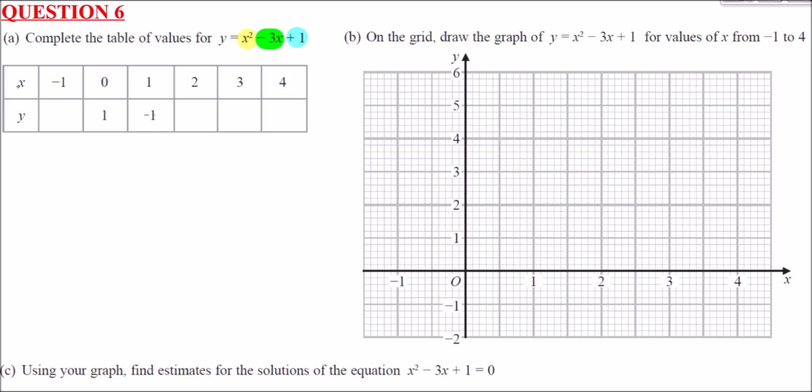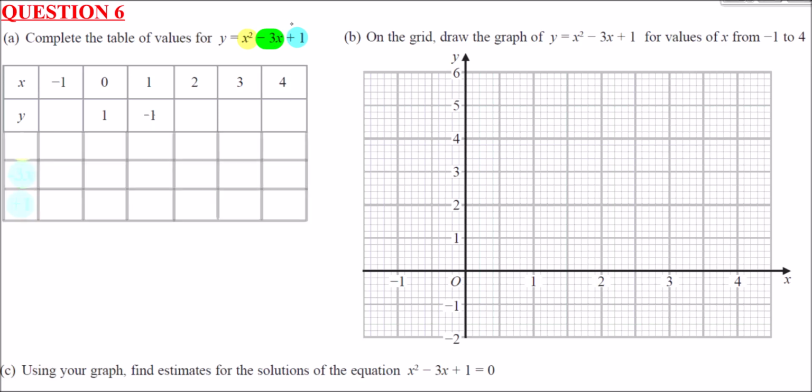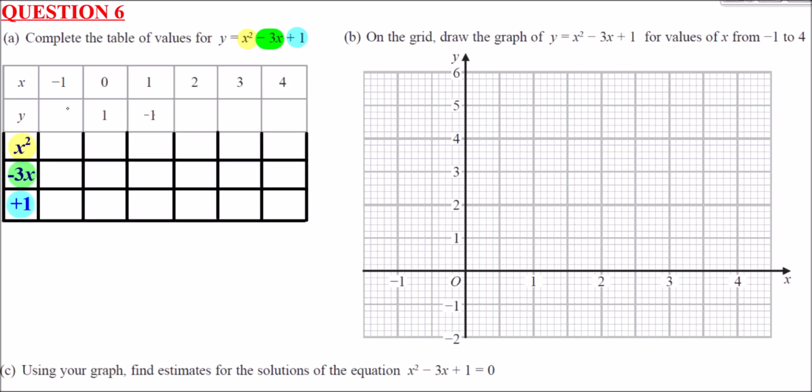So rather than going from what just x is to this whole thing, if you're not that confident with quadratics, or even if you are, I suppose, it might be best to just section out this table into these 3 sections and then build it up step by step. So you might want to add in a row for the x squareds, another row for minus 3x, and a final row for the plus 1.